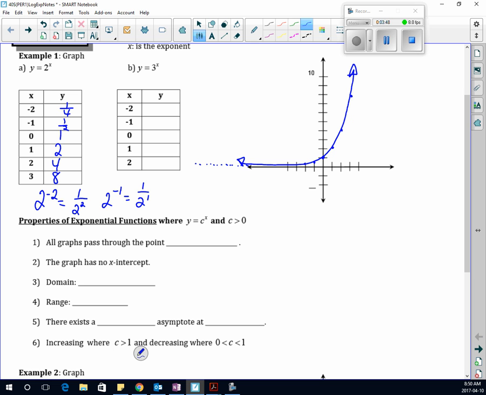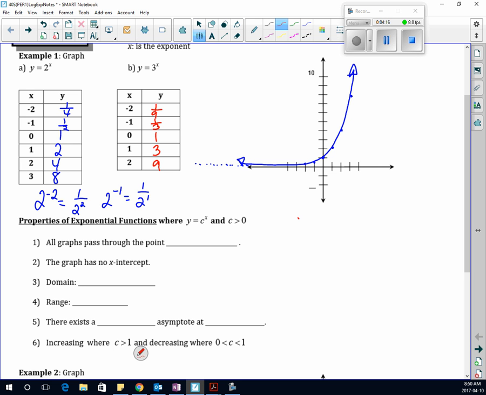So let's do 3 to the power x now. So when it's 3 to the power -2, what would that be? 1 over 9, very good. What about 3 to the power -1? 1 over 3. What about 3 to the power 0? 1. What about 3 to the power 1? 3. 3 to the power 2? 9. Okay, so I'm going to do it in a different color pen just so I can show the difference.